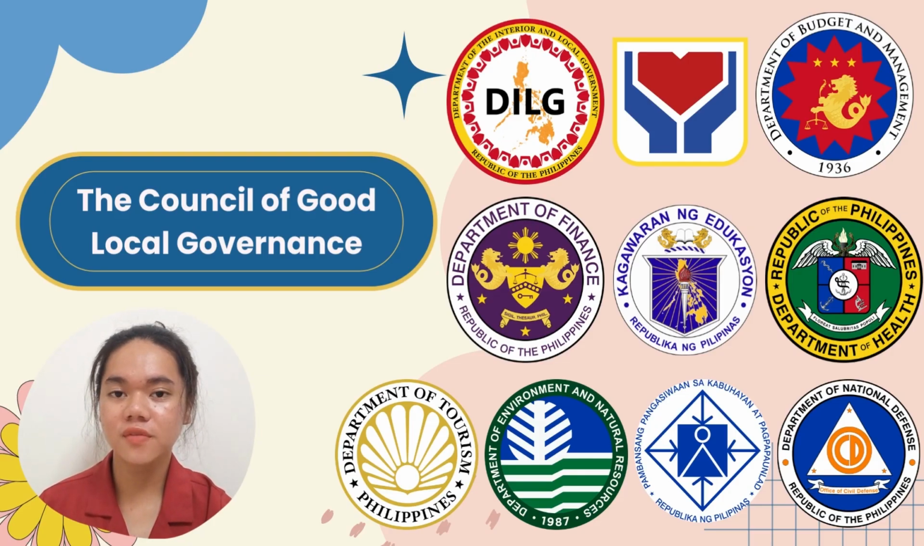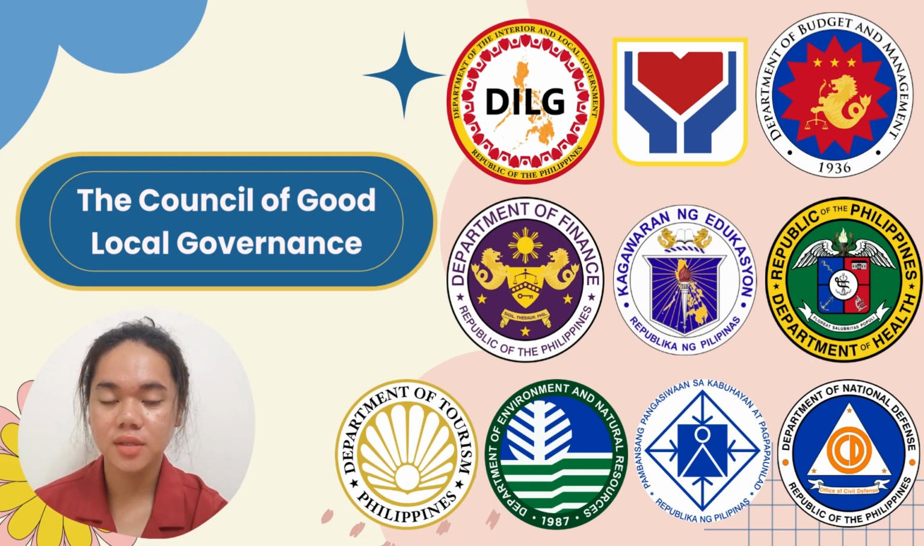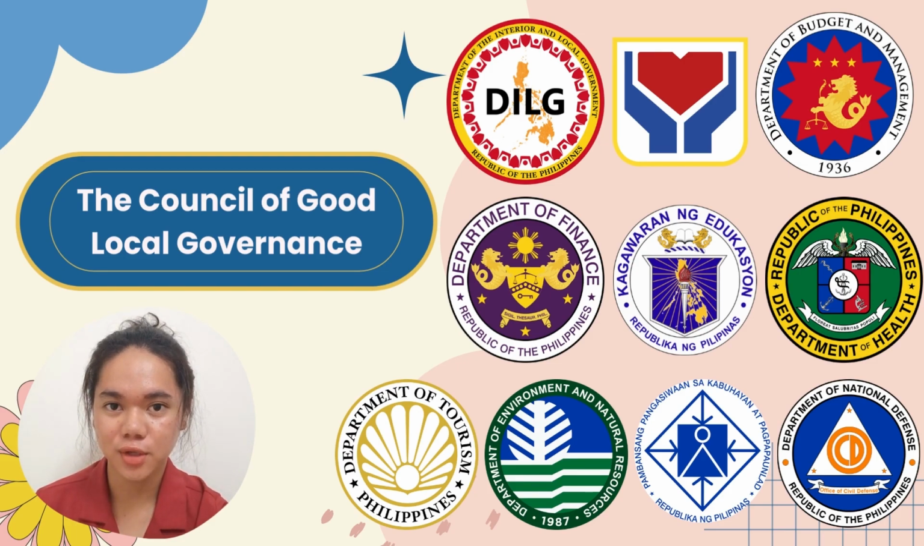The Council of Good Local Governance. There is hereby established a Council of Good Local Governance which shall be composed of the following: the Department of the Interior and Local Government, or the DILG, Department of Budget and Management, or the DBM, Department of Finance, Department of Health, Department of Social Welfare and Development, Department of Education, Department of Tourism, Department of Environment and Natural Resources, National Economic and Development Authority, Office of Civil Defense, and one representative from the basic sectors to be nominated by the National Anti-Poverty Commission.